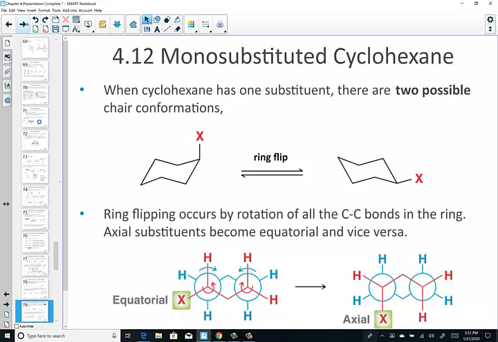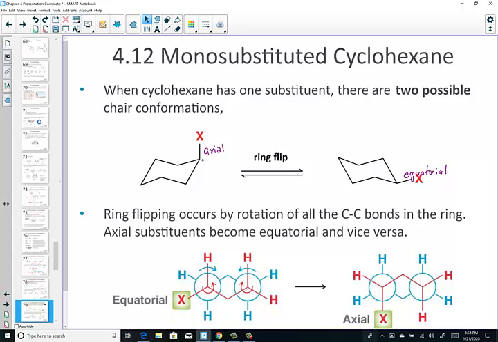When we look at a monosubstituted cyclohexane, one substituent coming off of a carbon, we have a couple of ways to actually represent that. We could represent that substituent in an axial bond, or we could represent that in an equatorial bond. They are exactly the same structure. The ring has just flipped from one conformation to the other.